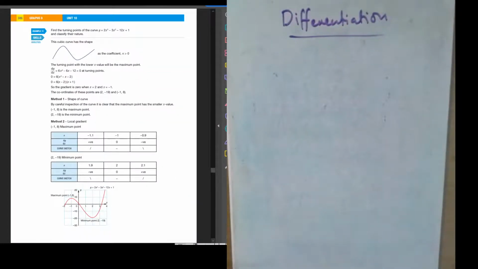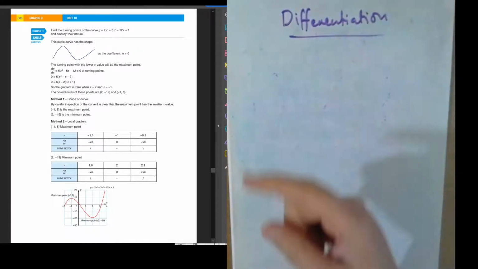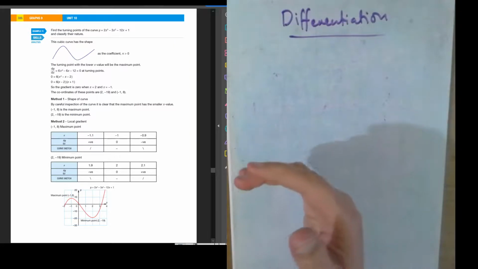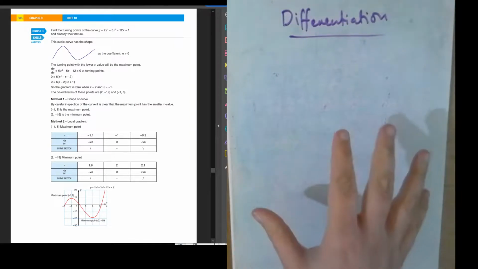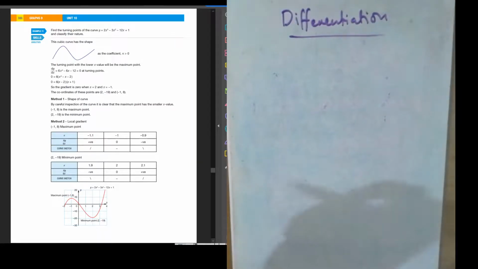Okay, so in terms of a question and incorporating what you already know, we have a question over there where it says find the turning points of the curve and classify their nature. So it goes through all of this. It's just essentially giving you different methods. So we'll just run through the answer in a nice, easy way, and then you can just do that.